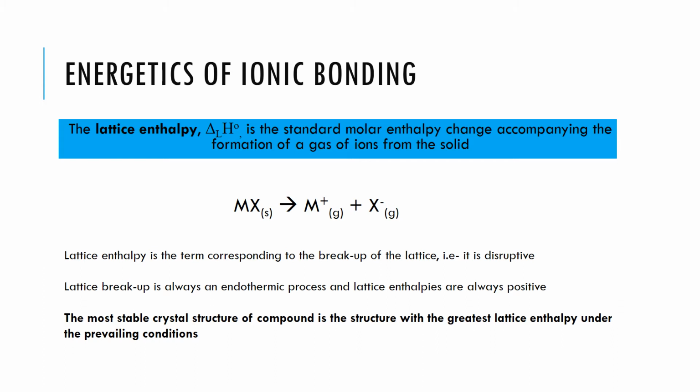So have a look at again the generalized formula I show you there. We go from our MX ionic solid with its crystalline lattice to the formation of two gaseous ions, the cation and the anion. And the lattice enthalpy then is a term that corresponds to the breaking up of the lattice. It's the energy that we've got to put in to break up the lattice and form gaseous ions. So it's a disruptive consideration.